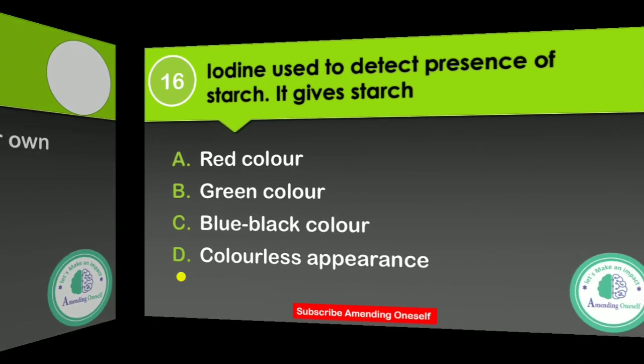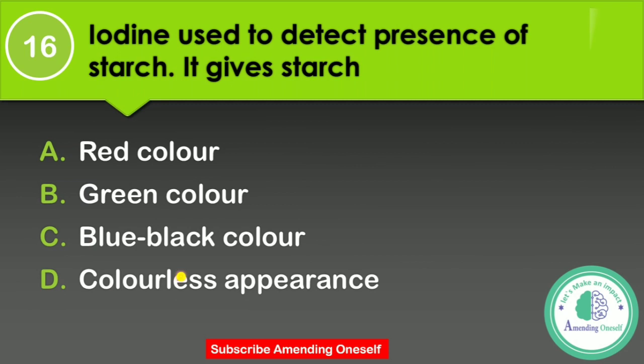Question number 16. Iodine is used to detect the presence of starch. It gives starch what color? Options are option A, red color. Option B, green color. Option C, blue-black color. Or option D, colorless appearance. I repeat the options. Option A, red color. Option B, green color. Option C, blue-black color. Or option D, colorless appearance.